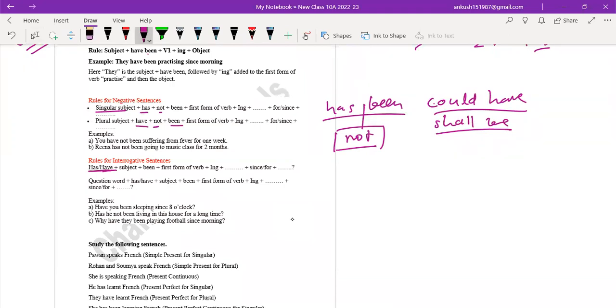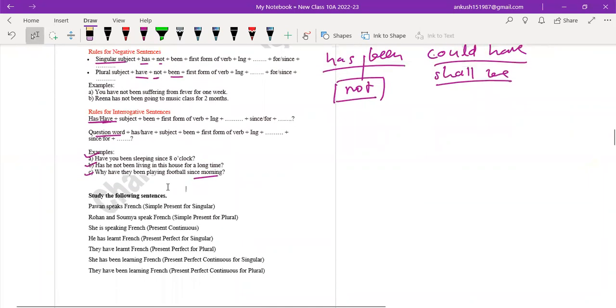Same, if you are to make the WH type of question, only the WH word is to be used before the helping verb. That would be transformed into a WH type of question. For example, have you been sleeping since 8 o'clock? Has he not been living in this house for a long time? Why have they been playing football since morning? Such sentences would be constructed using the present perfect continuous tense. Understood?